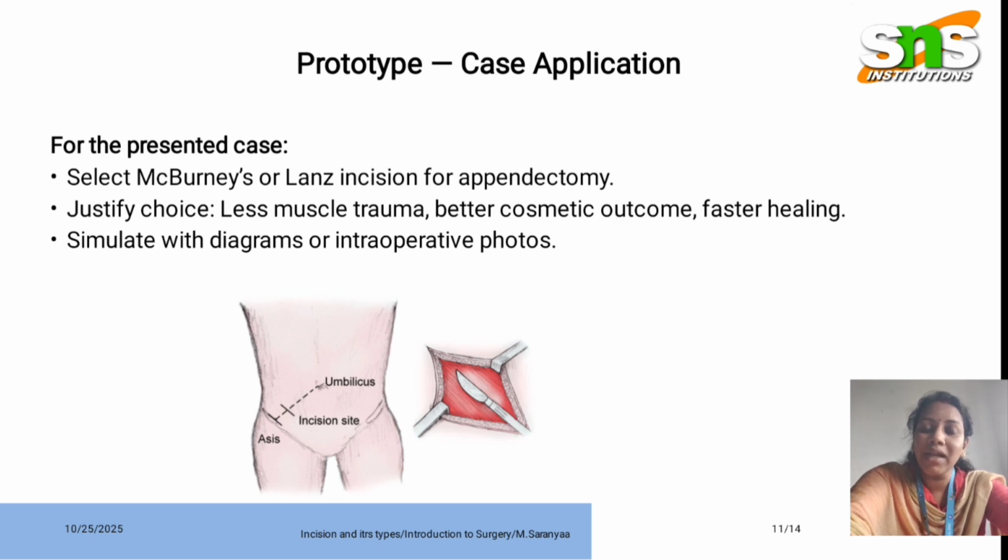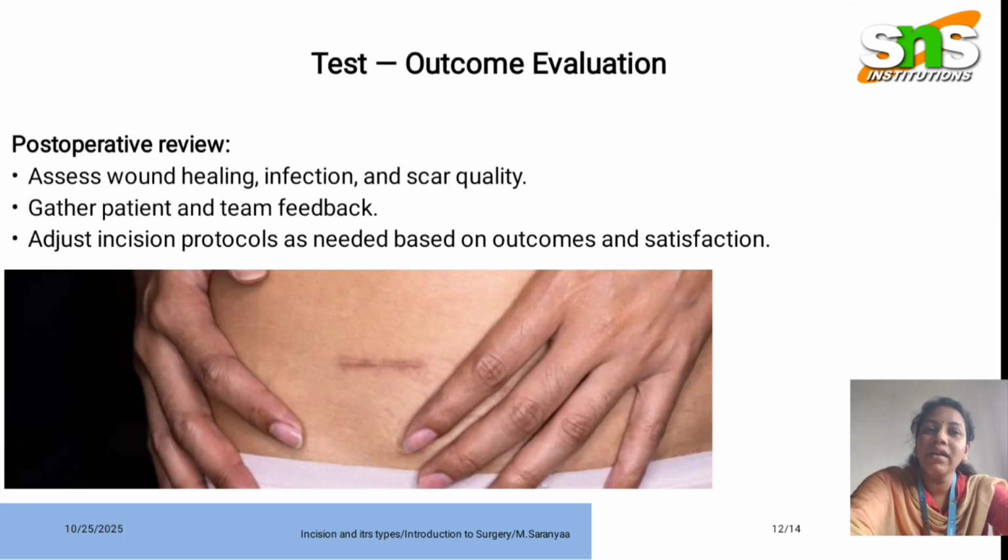The major incision chosen for this patient according to the case study, an emergency appendicectomy, is the McBurney's or Lanz incision. You can see it in this image. This incision gives a better cosmetic outcome and faster healing, the location is proper, and the incision will be 2 to 4 centimeters, which is easy for suturing. As the outcome, you can see a small scar on the patient's body. This is the major reason for cosmetic surgeries, and with advanced technologies like laparoscopy nowadays, the scar can be minimized even further.